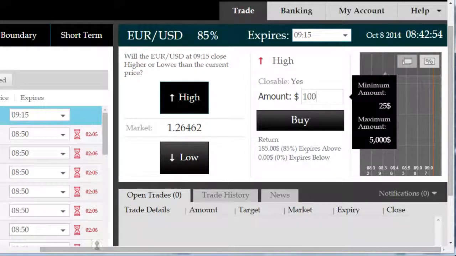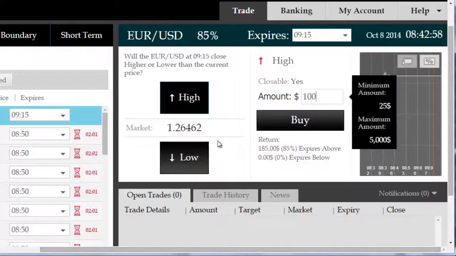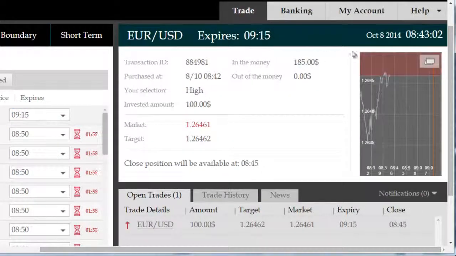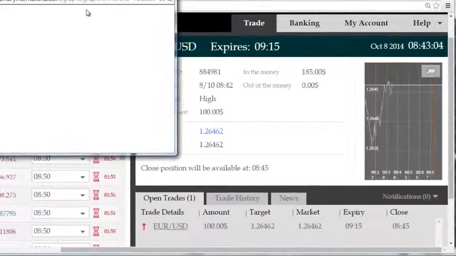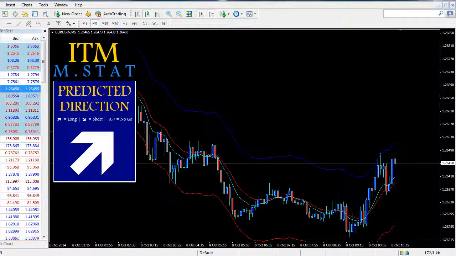High trade selection, $100 investment here. Quickly checking the chart here for the price just above the middle crossover on the EMAs on your chart as part of the MStat template. So opening up the graph here, we are currently in the red zone. We've got 30 minutes to go. So trade has just started and we'll come back to you just before expiry or at expiry.